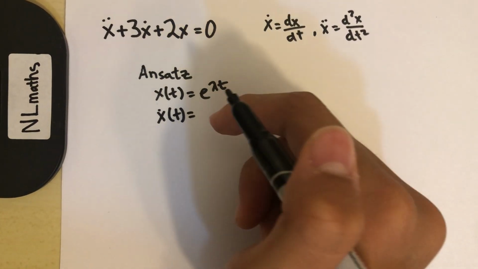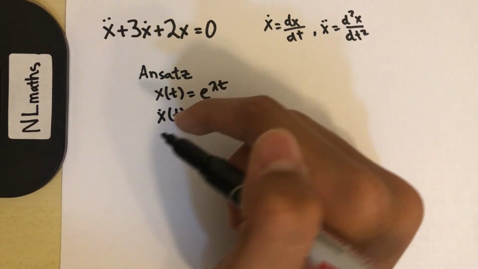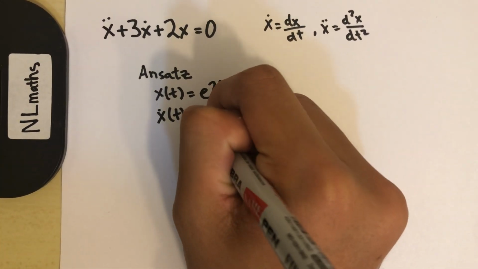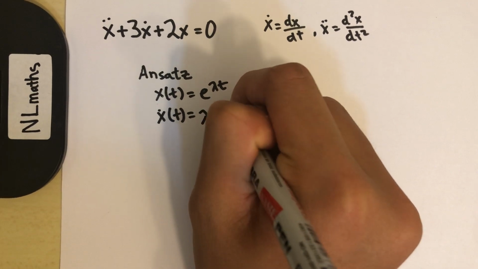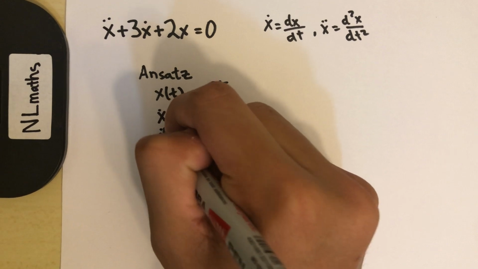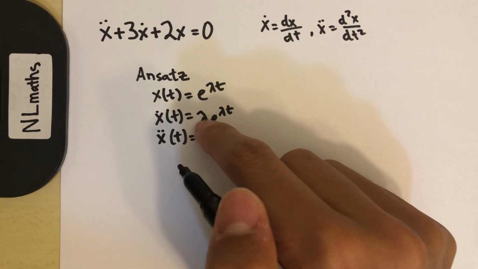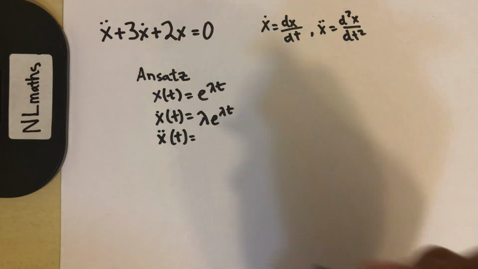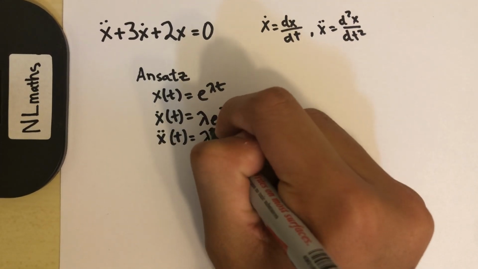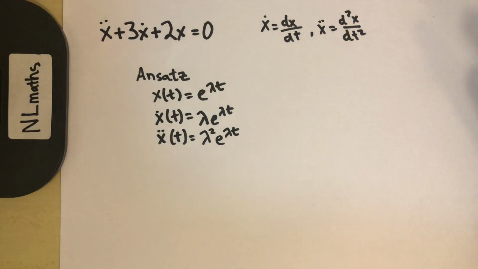And if you do this one, it'll be lambda times e to lambda t, because lambda is the constant, because we're deriving with time. And then the second derivative would be lambda squared, because you're taking the lambda down here again, and you multiply it by e to lambda t again. So lambda squared e to the lambda t. And this is all the information we need.